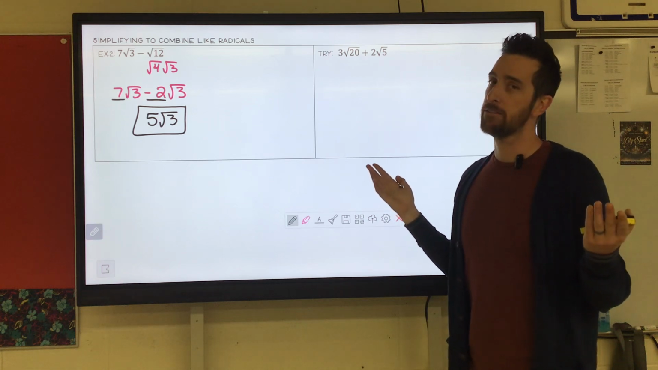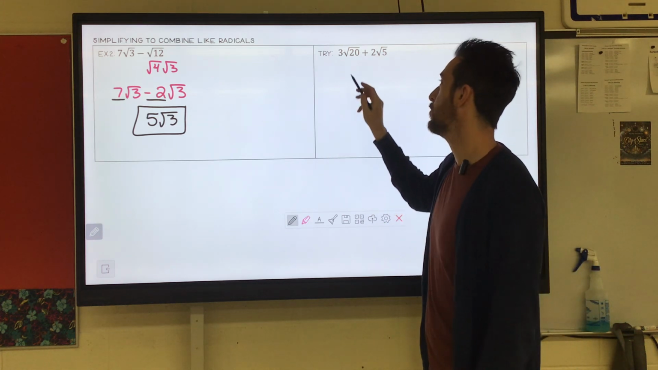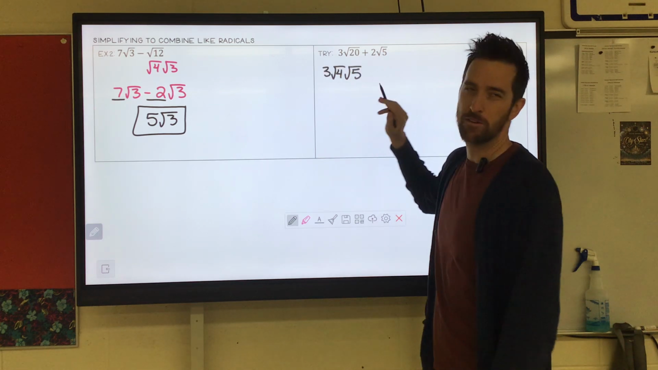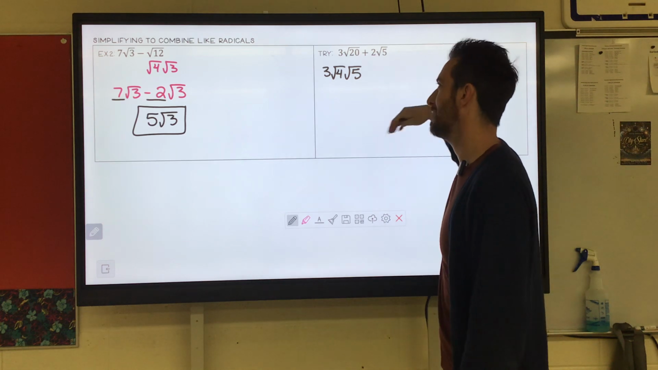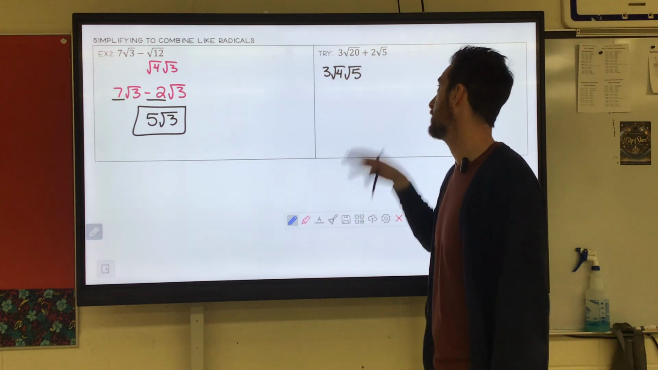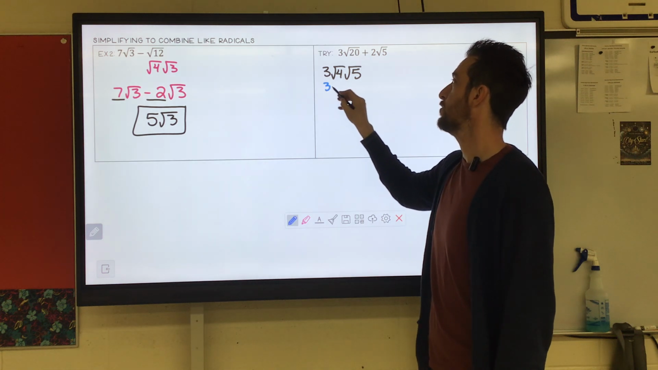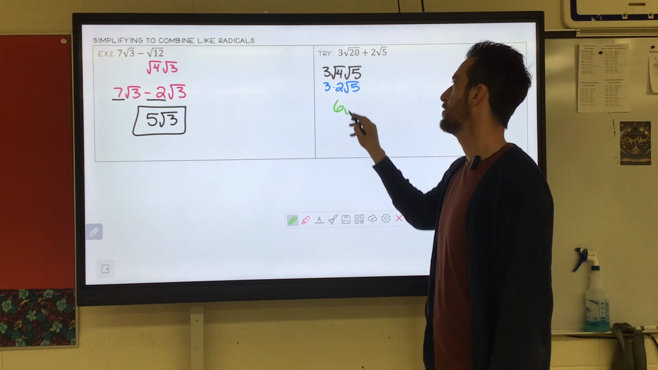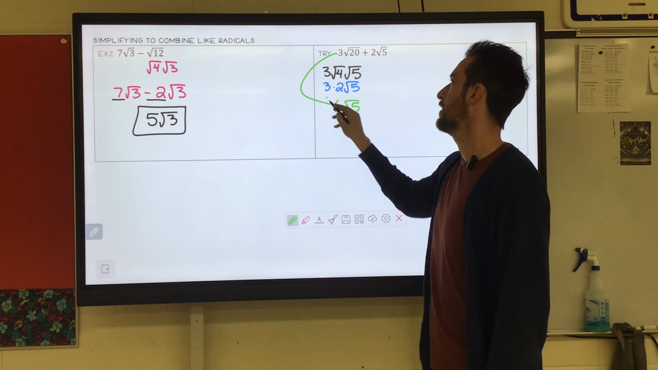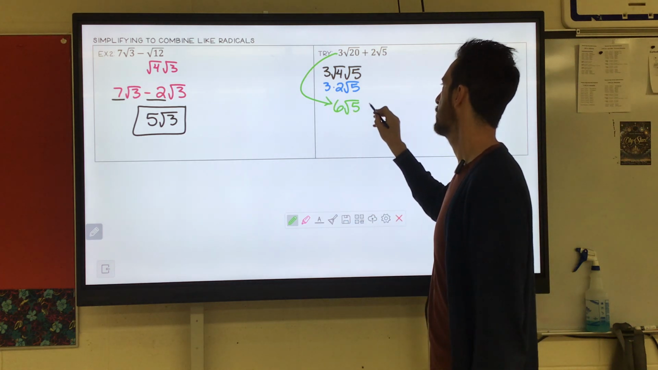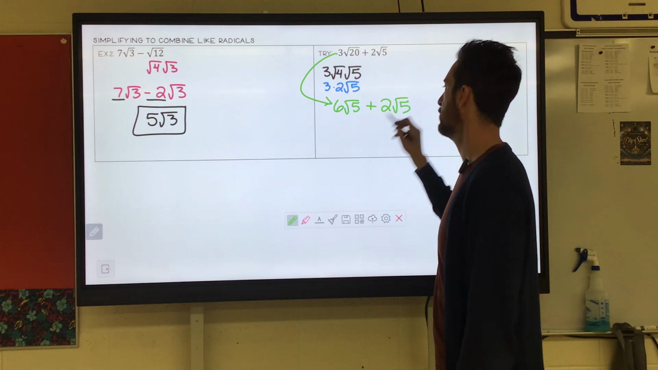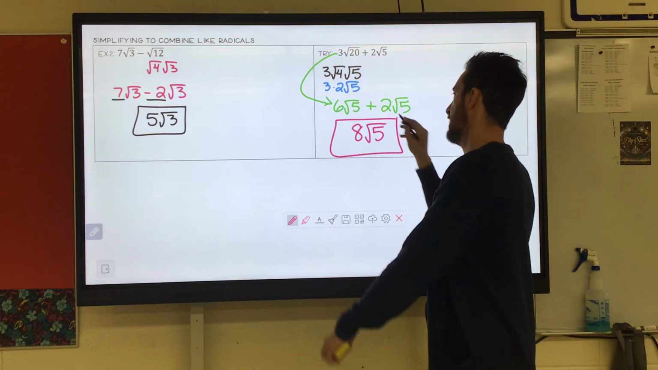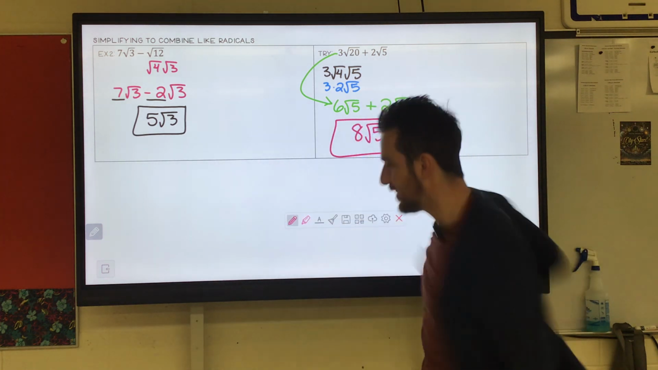This one, different radicals, but there's a perfect square in 20. That's 4 times 5. So we're going to make that 3 root 4 root 5. There are no perfect squares in 2 root 5, so you could write it, but I'm going to finish this first part up before I bring down the 2 root 5. Square root of 4 is 2. So this is 3 times 2 root 5. 3 times 2 is 6. So that first term, that 3 root 20, simplifies to 6 root 5 plus 2 root 5. 6 root 5 plus 2 root 5, 8 root 5. Yeah, we did it.